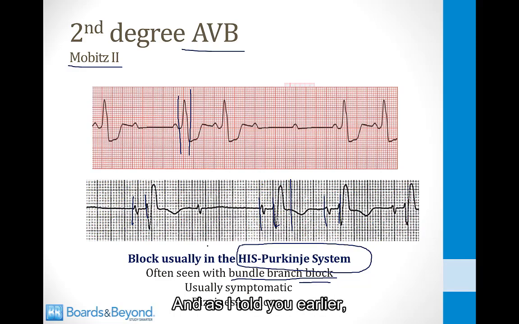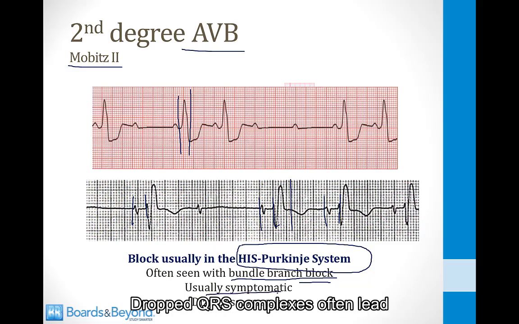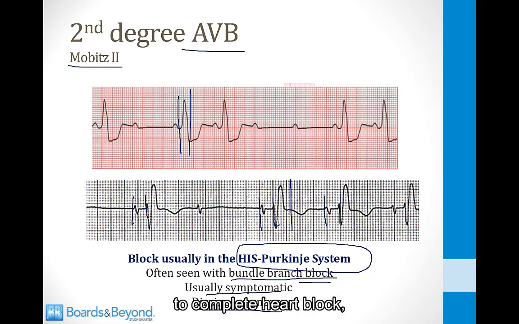And as I told you earlier, His-Purkinje system disease is more serious. It's often symptomatic. Dropped QRS complexes often lead to a low cardiac output and dizziness and syncope. Many of these patients will progress to complete heart block if they're not treated with a pacemaker.